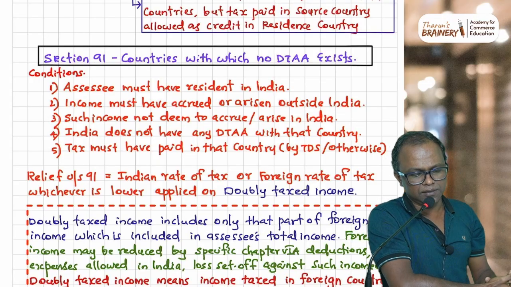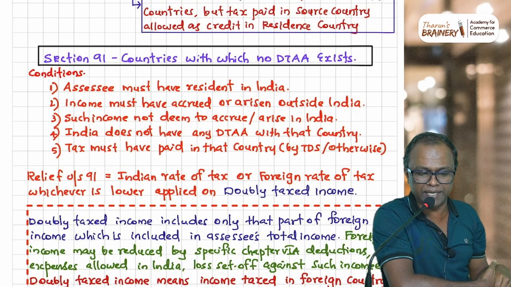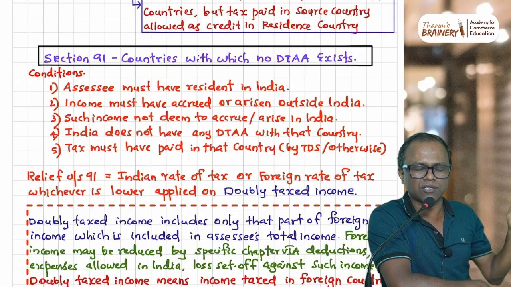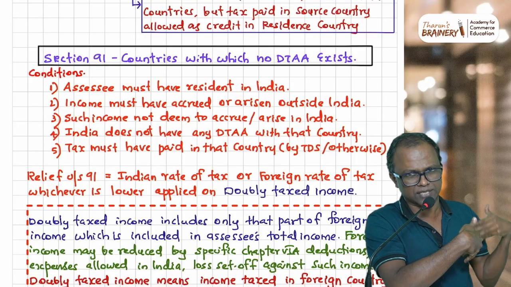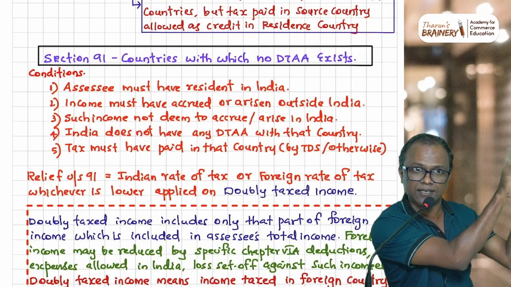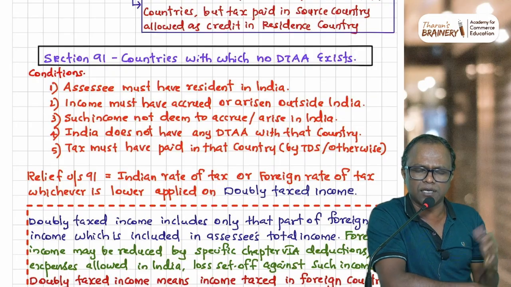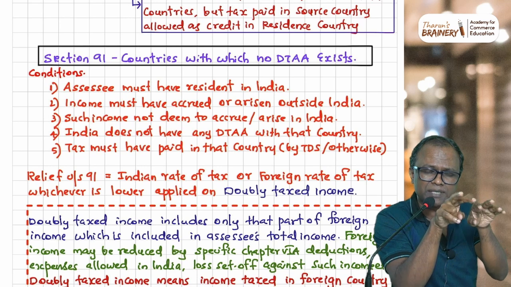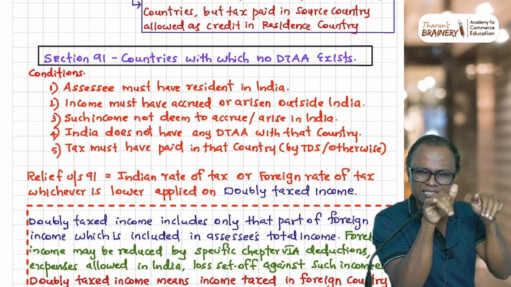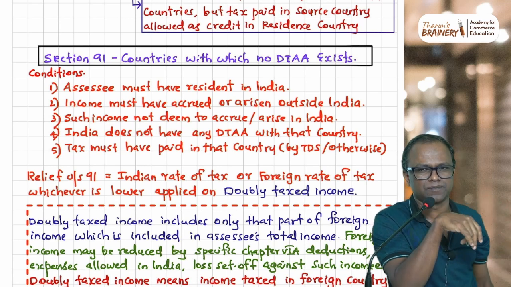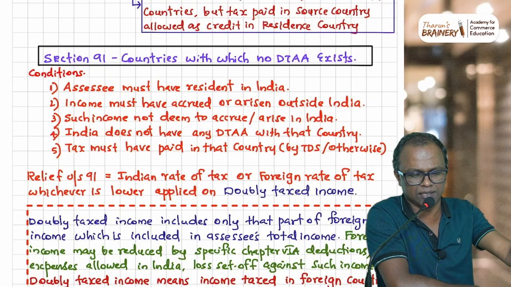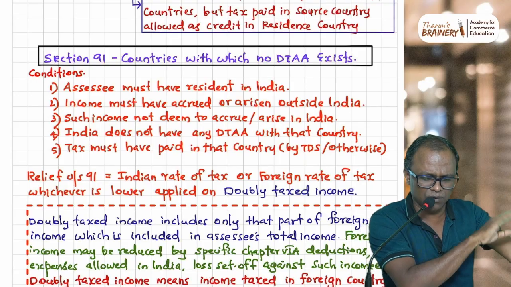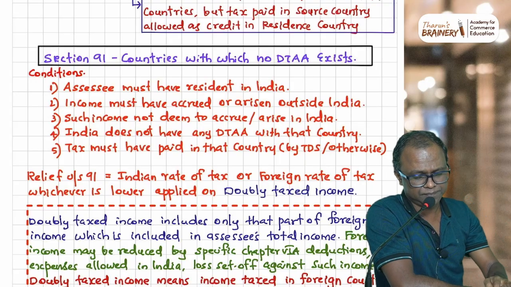India has no DTA agreement. Tax must have been paid in that country. See, if that income is exempted in the foreign country, similar to section 10 of the Income Tax Act, there is a provision similar to section 10, so that income is exempted in that country. But in India, it is taxed. There is no double taxation. You won't get the relief. To get the relief, income should be doubly taxed. Doubly taxed means it is taxed in India and in the foreign country. So tax must have been paid in that country by TDS or maybe direct payment there, or they deducted TDS, whatever may be. But tax should be paid there.